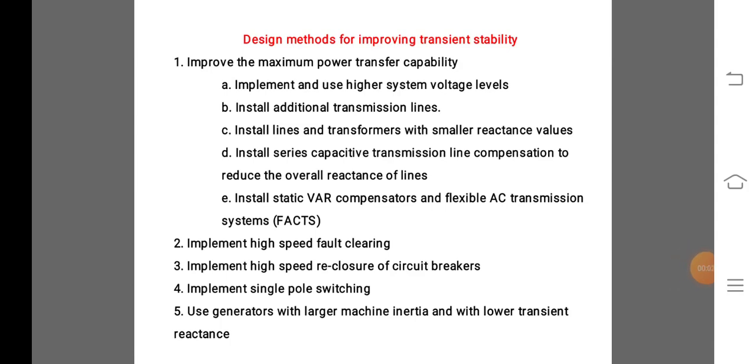The design methods for improving transient stability. The function of an electric power system is to convert energy from one of the naturally available forms to electrical form and to transport it to points of consumption. A properly designed and operated power system should meet the following fundamental requirements: improve the maximum power transfer capability.